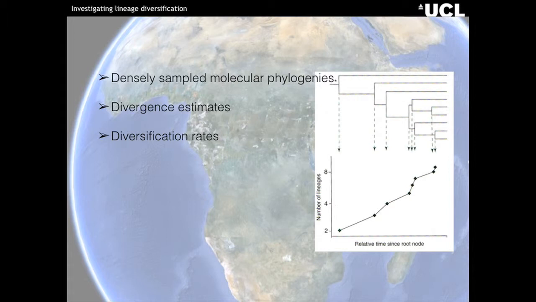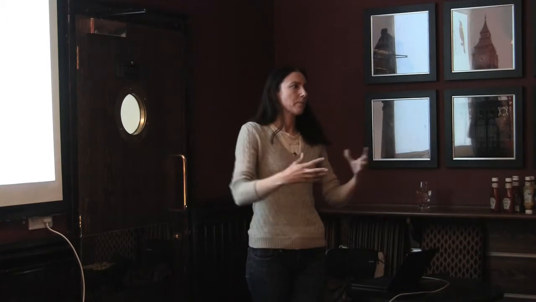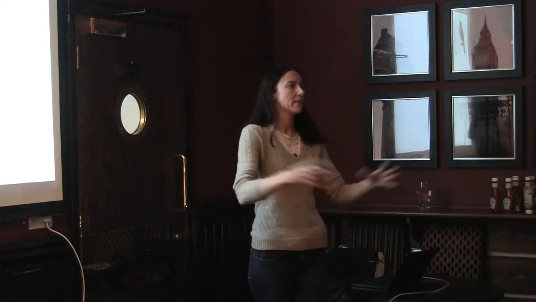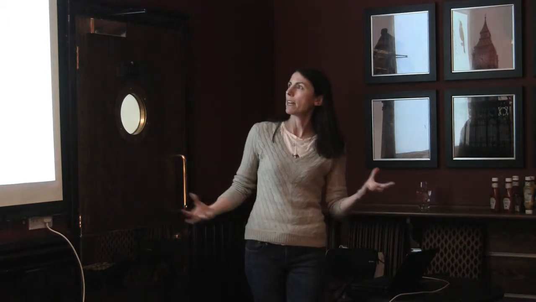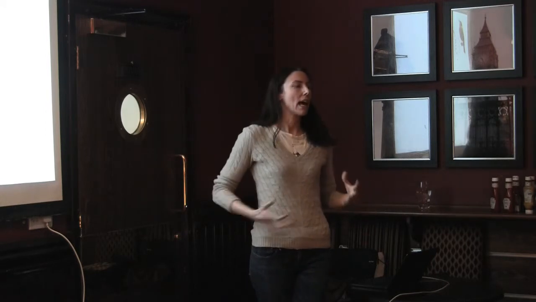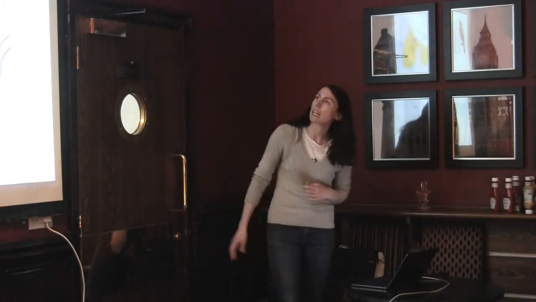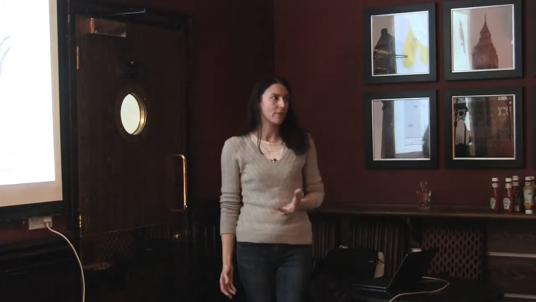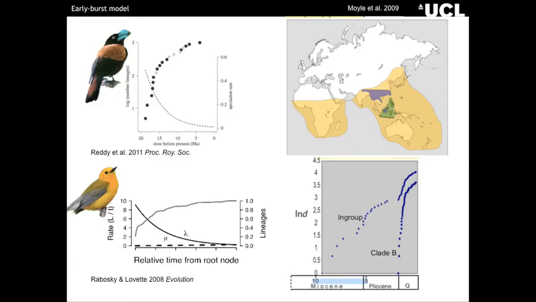And this tailing off is suggested to be a saturation of the niche space. So the birds colonise an island where there's nothing else to compete with. They rapidly diversify, and then as more species appear, niche space becomes saturated, and that tails off. Okay, but this is also what Moyle et al. found when they looked at Zosterops. This is the clade B, which is the Zosterops group.